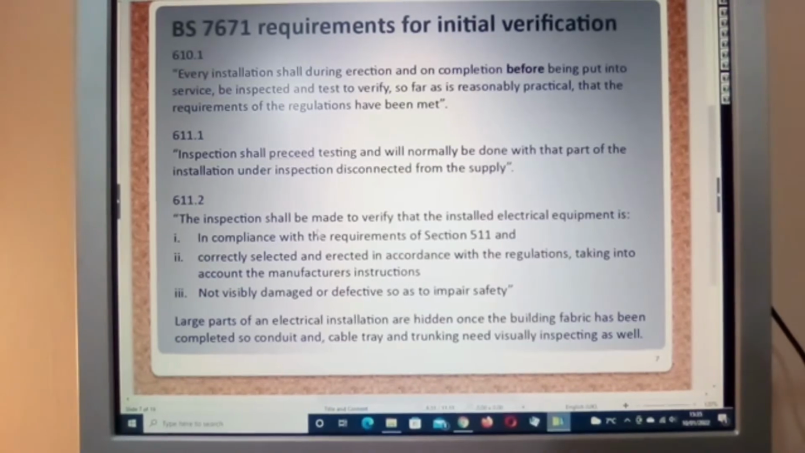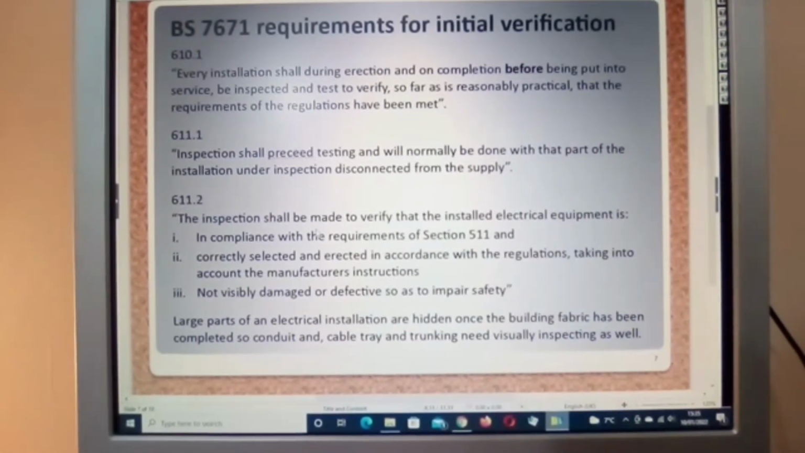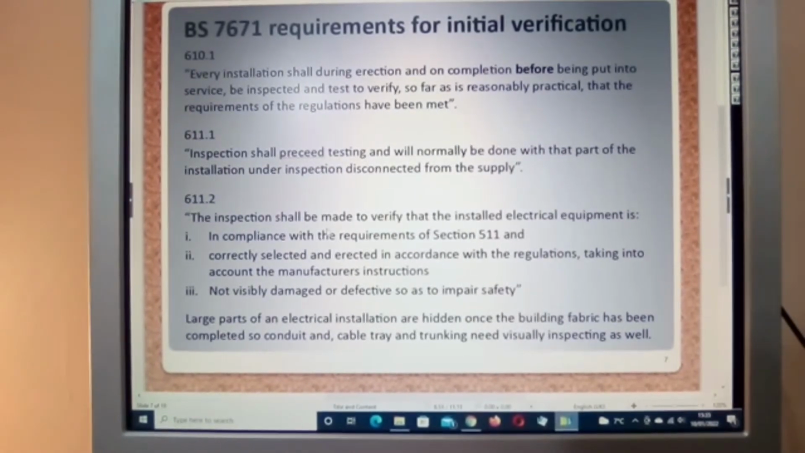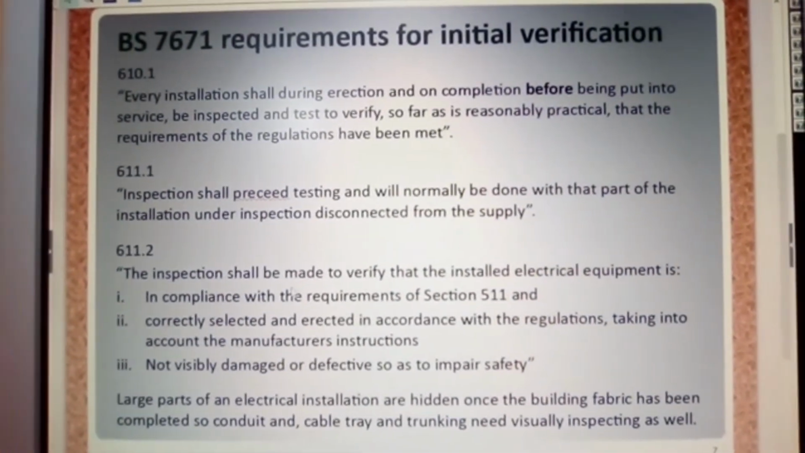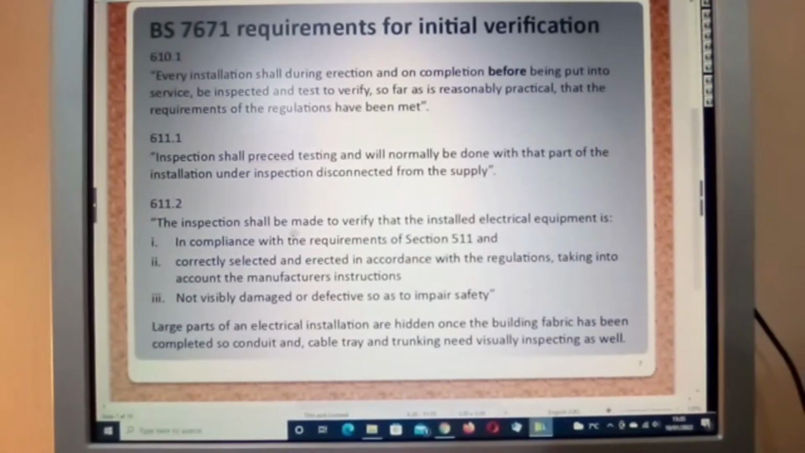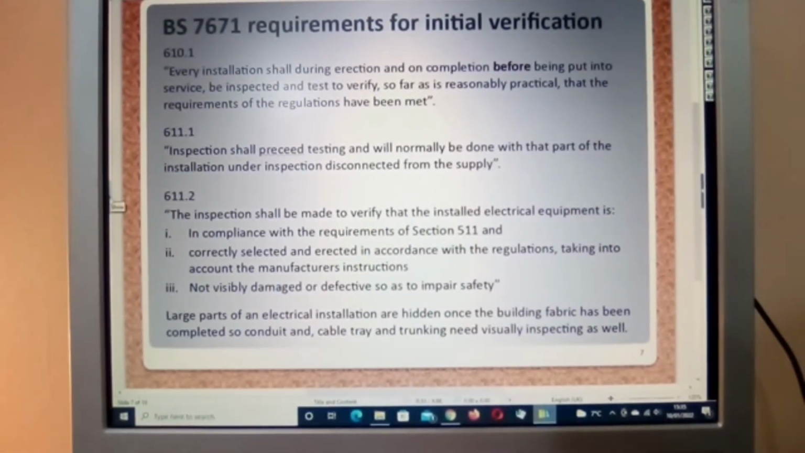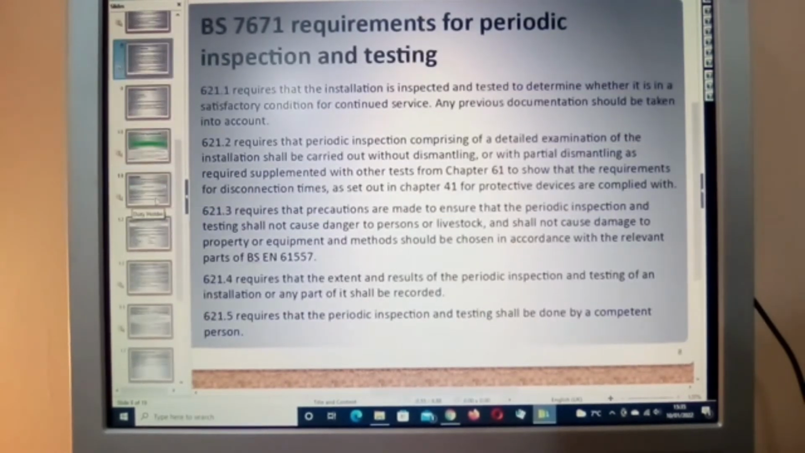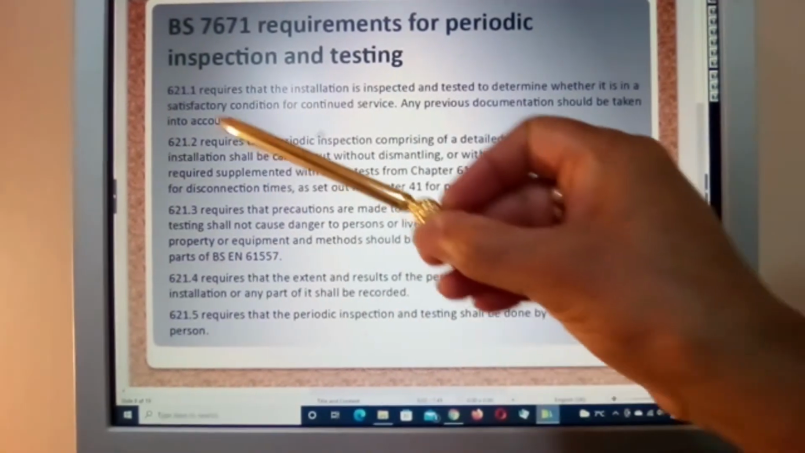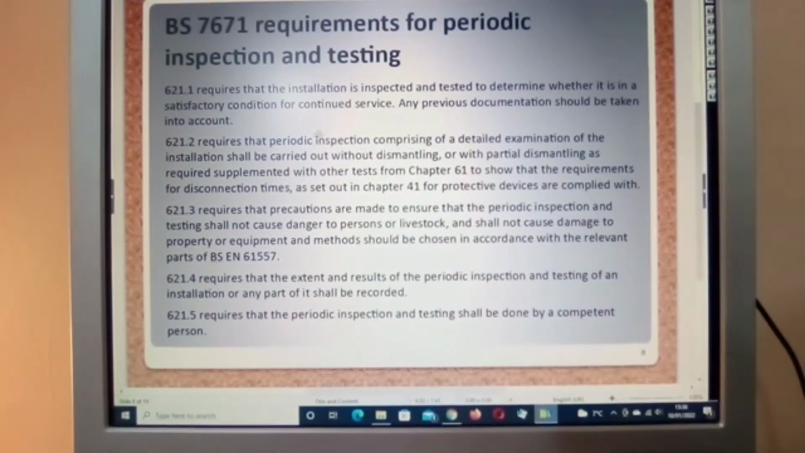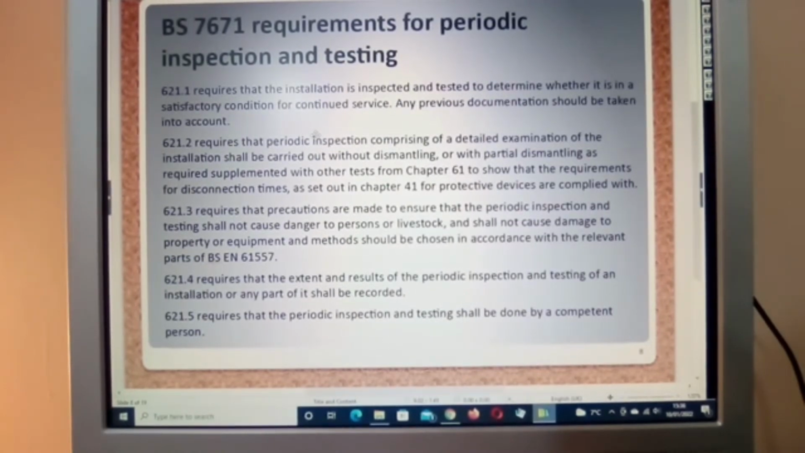And the same thing here, BS7671. BS7671 requirements for initial verification. These regulations here, now it is your responsibility to make sure that these are still compliant in regards to today's IET, IEE regs. Okay? That is your job. Now here again, BS7671 requirements for periodic inspection and testing, continuation with regards to the regulations specified. Again, make sure that these are still compliant with today's regulations, which is relevant to the 18th edition, okay?